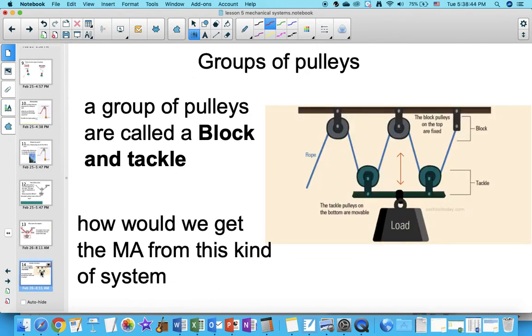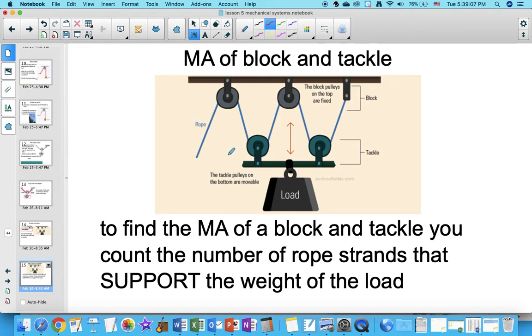So if you have a group of pulleys, this is called a block and tackle. So how would we get the mechanical advantage of this? Because now we see fixed pulleys and movable pulleys. How would we calculate the mechanical advantage of something called a block and tackle? Well, this is even easier, right? To find the mechanical advantage of any block and tackle, you just count the number of ropes that support the weight. So if we look at this, we have 1, 2, 3, 4, 5.